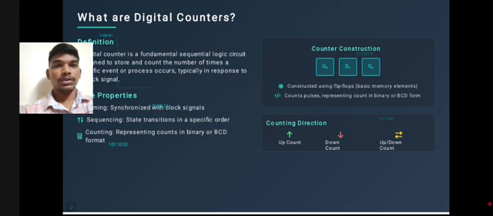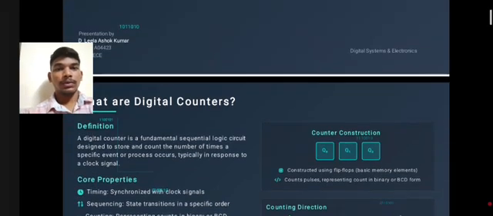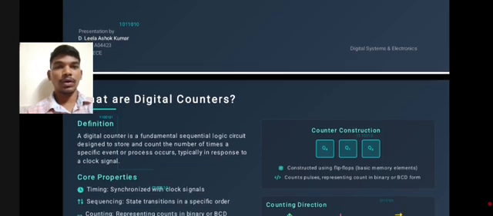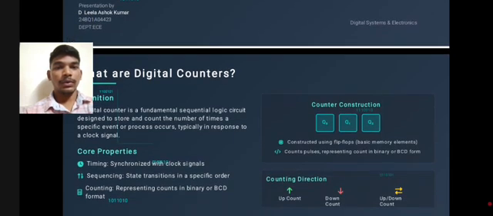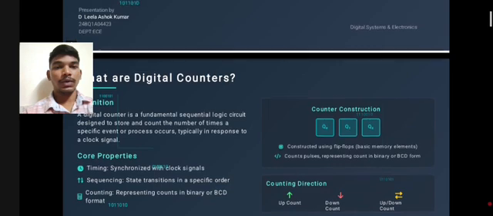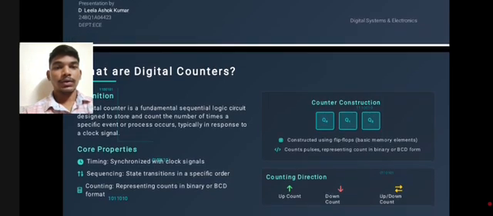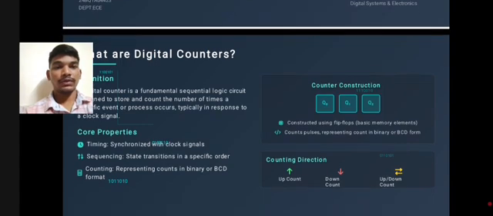What are digital counters? A digital counter is a fundamental sequential logic circuit designed to store a count, the number of times a specific event or process occurs, typically in response to a clock signal. Core properties: synchronized with clock signals, state transitions in a specific order, representing counts in binary or BCD format.